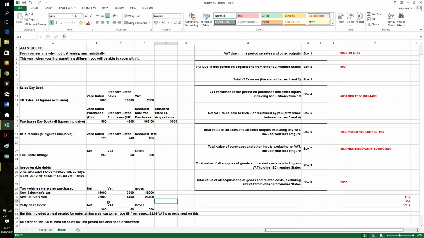We've got our petty cash bill. A little bit of note though, meal receipt for entertaining our main customer. Might be our main customer, but Joe 89 is from Essex. Essex is part of United Kingdom. We therefore can't claim the VAT back. If he put it in as a VAT claim, as an expense claim, that's okay. He can claim the £2.99 VAT back, but we can't.